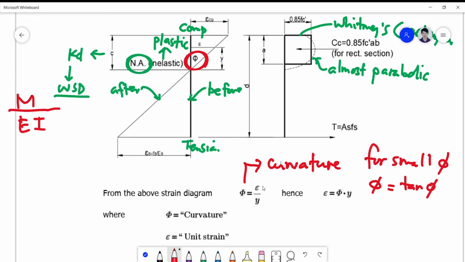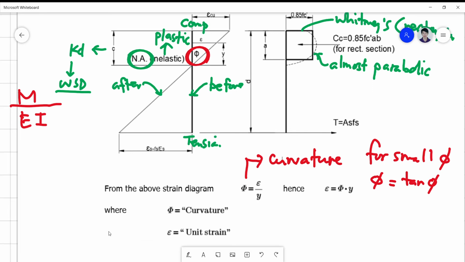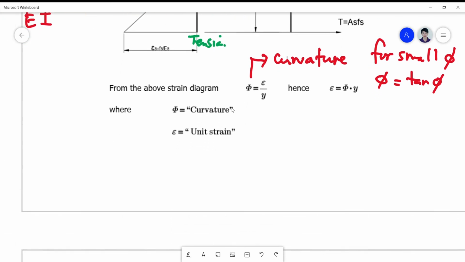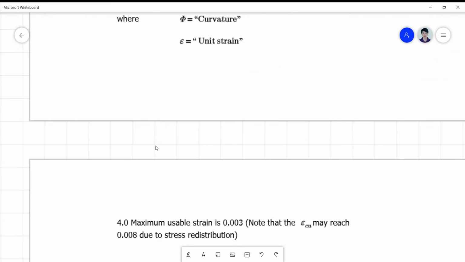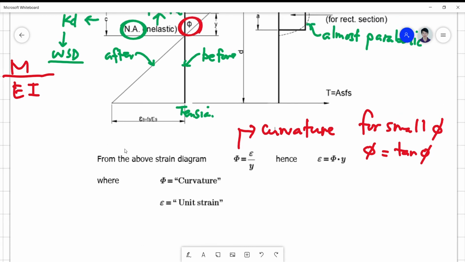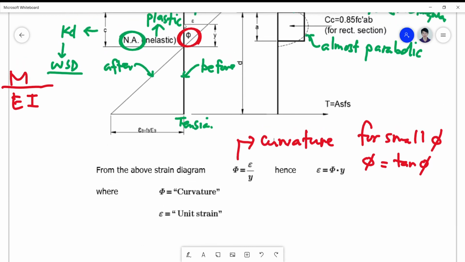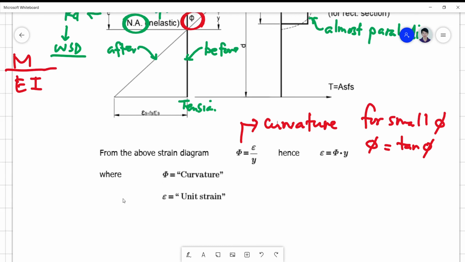And if we take note of the strain in terms of the curvature, it's simply the product of phi times y, where phi is the curvature, epsilon is the unit strain. And of course, y is the distance from the neutral axis to the strain fiber in question. So if the fiber is at this point, then your y is always measured from the neutral axis.